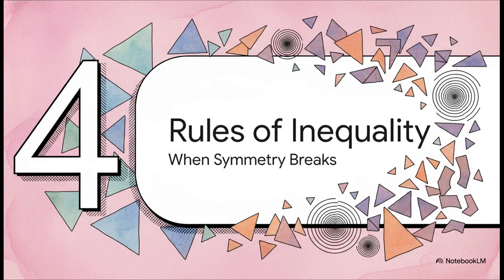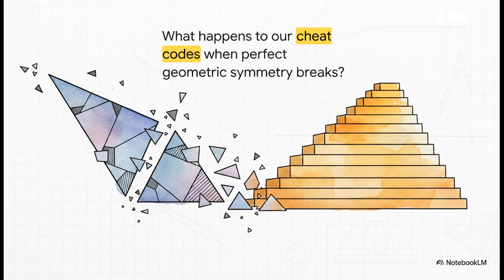Okay, section 4, the rules of inequality. This is what happens when symmetry breaks. So ask yourself this. What happens to our cheat codes when that perfect symmetry completely breaks? What geometric laws take over when the sides and angles of a triangle are no longer perfectly equal? Well, it turns out chaos doesn't just take over. Instead, a really strict hierarchy emerges.